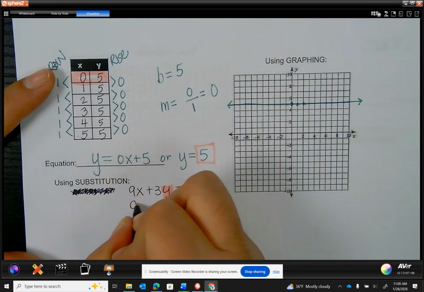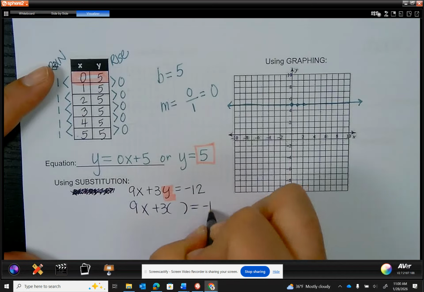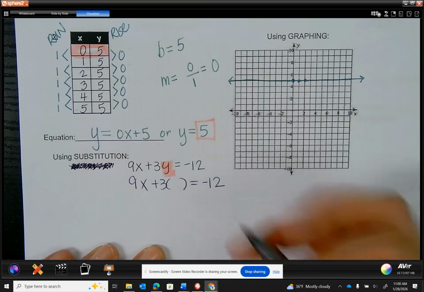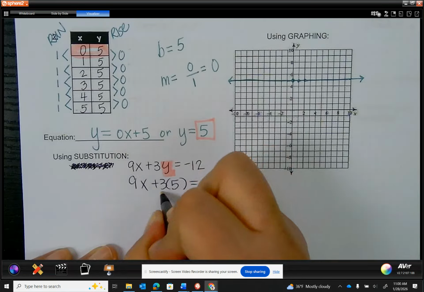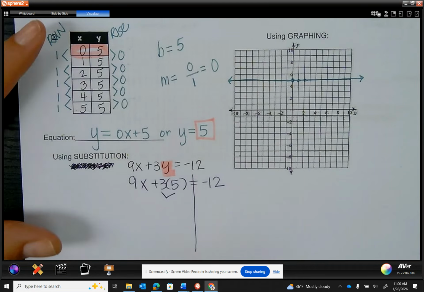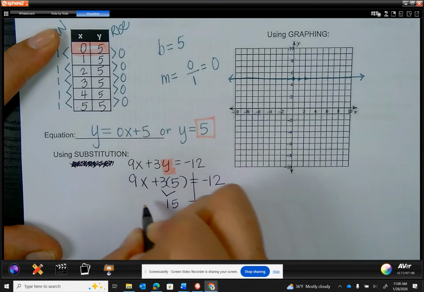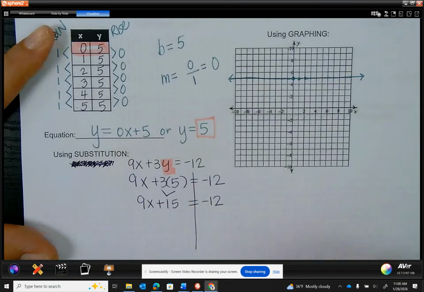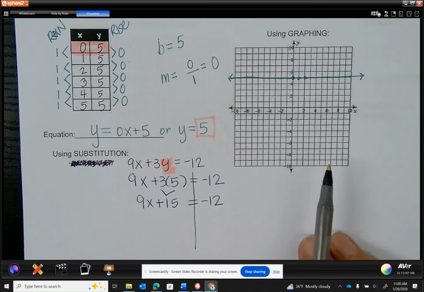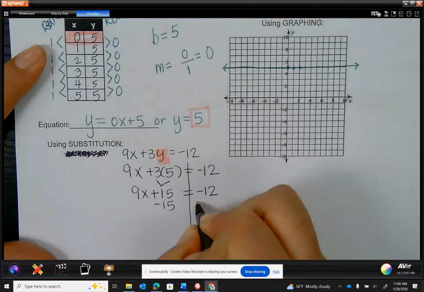So we have 9x plus 3 times whatever y is equal to negative 12. What value am I going to put in here? Just a 5. Then I'm going to simplify as much as I can. What's 3 times 5? And then we bring everything else down. Since we're trying to solve for the only variable we have here in this step, what's our next math move? Okay, subtract 15.